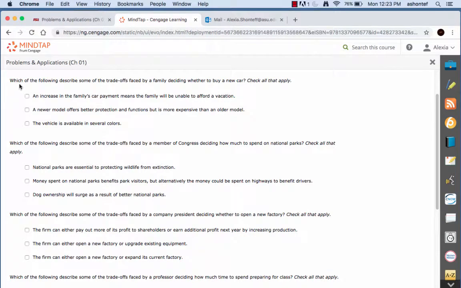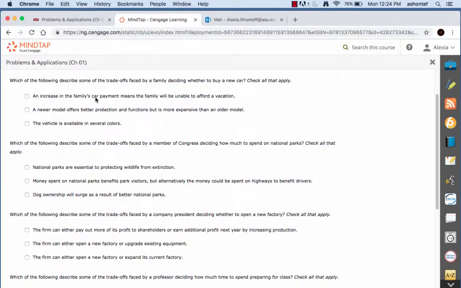So question number 1 says, which of the following describe some of the trade-offs faced by a family deciding whether to buy a new car? Check all that apply. So I'd read that as check all that could apply. So as you answer this question, you want to think of, as I said before, anything that is directly related to that specific decision of buying a new car. So I'm going to help you with this one.